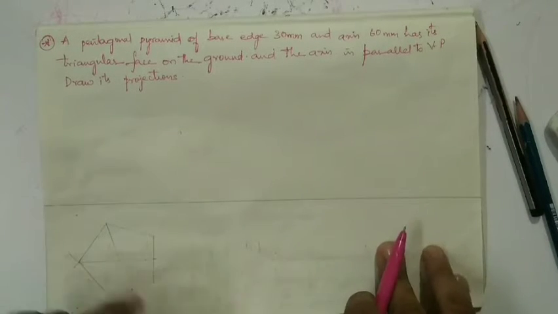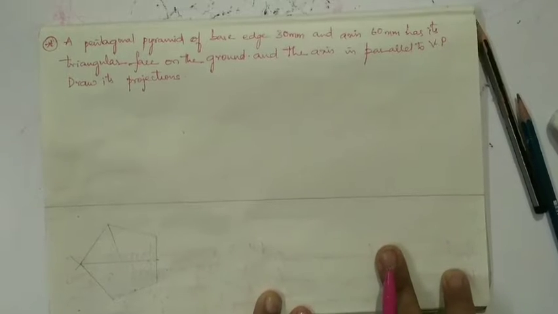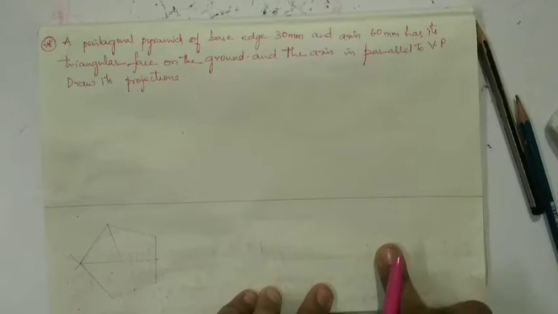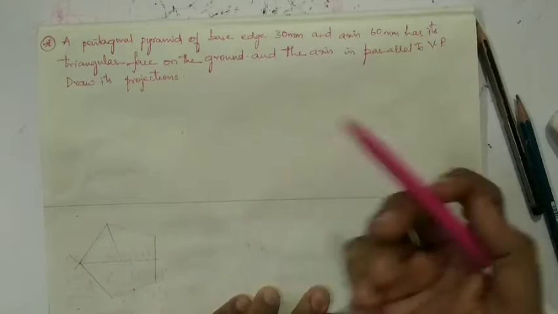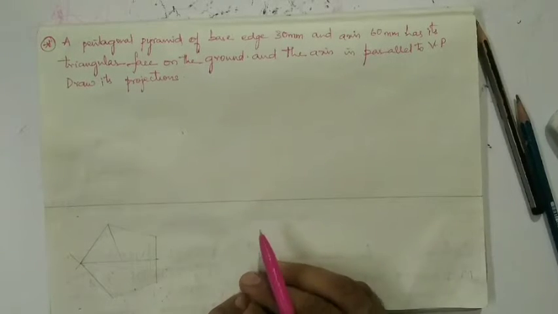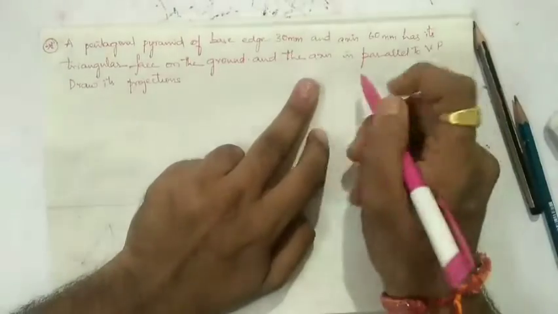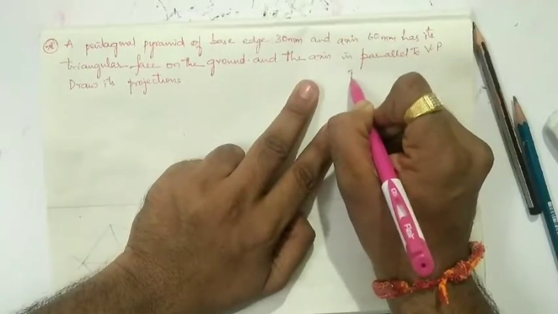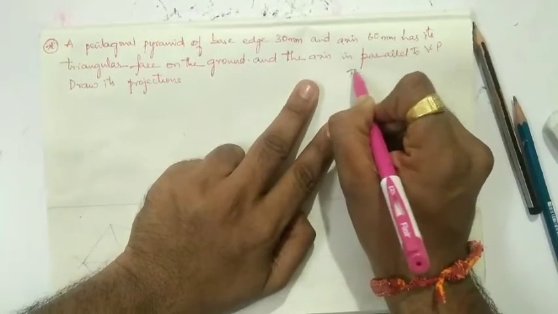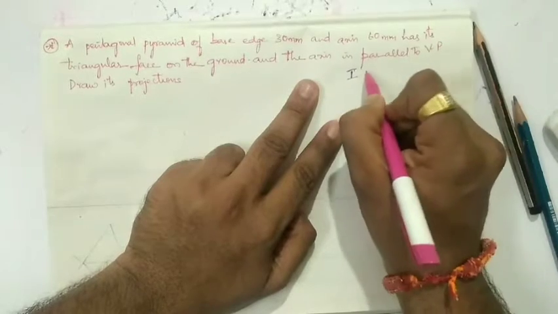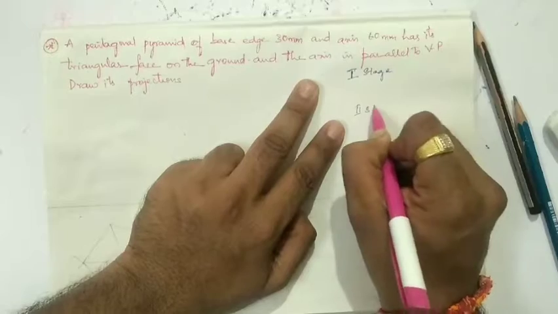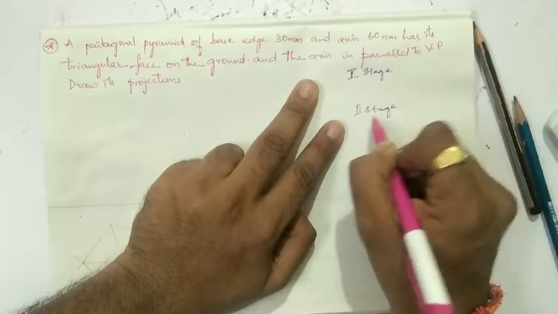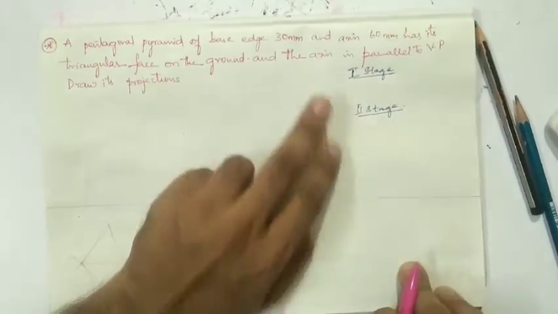Here the axis inclination is not mentioned, but it is mentioned that one of its triangular faces is resting on the ground. So that is the one. The first thing is that it involves a first stage as well as a second stage. But what is the difference that we observe here in this case?